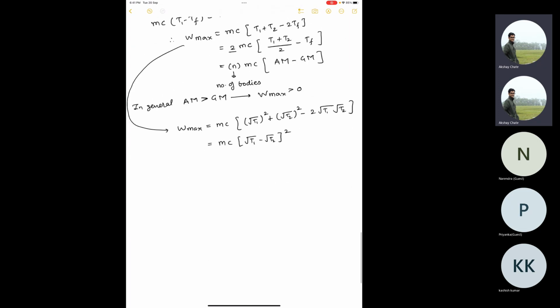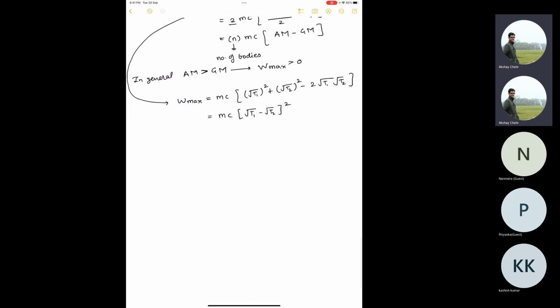So that's it. That is for the case where you have a finite source and sink, the maximum work done, and the final temperature. Now there is one more problem in which you will have an adiabatic chamber, and it is a two compartment system.